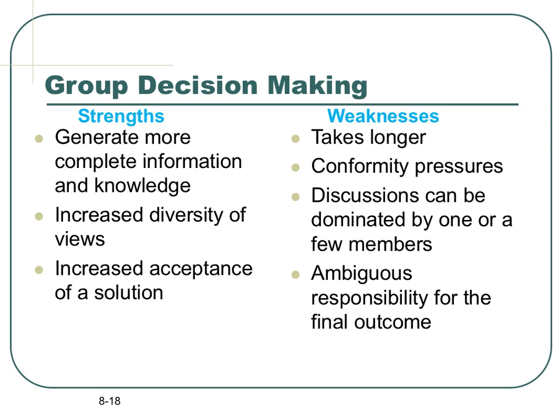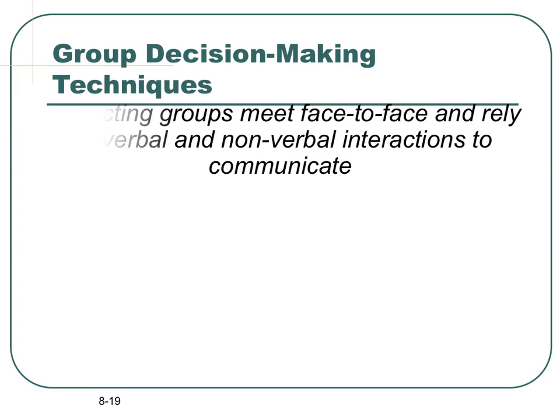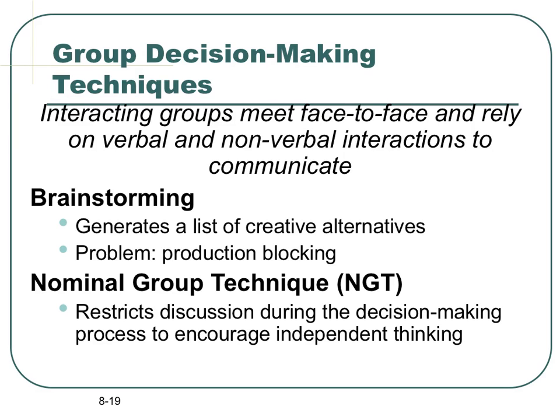So these were the strengths and weaknesses, or the advantages and disadvantages, of group decision making. Now, what are the techniques of group decision making? Interacting groups meet face to face and rely on verbal and non-verbal interactions to communicate. There are some types of decision making techniques. One is called brainstorming and the other is called nominal group technique, or NGT.